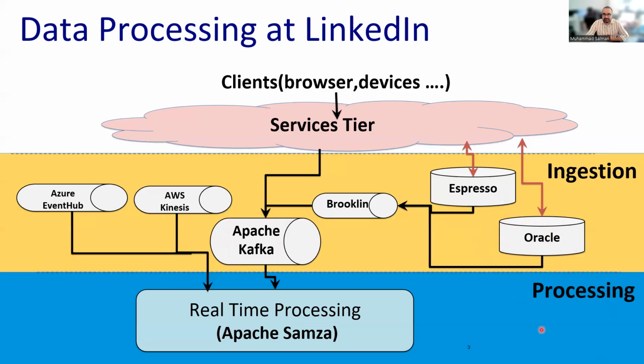And finally, we have the processing layer. In the processing layer, multiple streams of events and updates are fed to one or many SAMZA jobs. And SAMZA acts as a core processing framework which processes input and generates the output in real time.